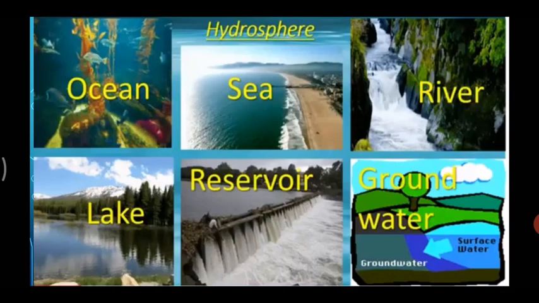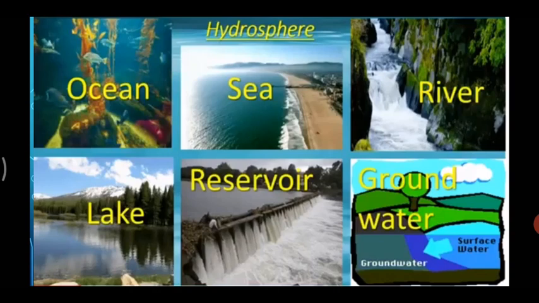Now, the difference between lake and reservoir is that the lake is formed naturally, whereas the reservoir is an artificial lake where water is stored. Now, most reservoirs are formed by constructing dams across rivers. And another form of hydrosphere is the last one, as you can see in the slide, groundwater. Now, groundwater is the water found underground in the cracks and spaces in soil and rock.